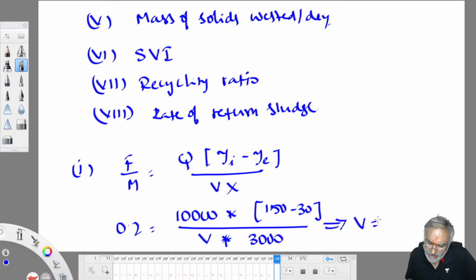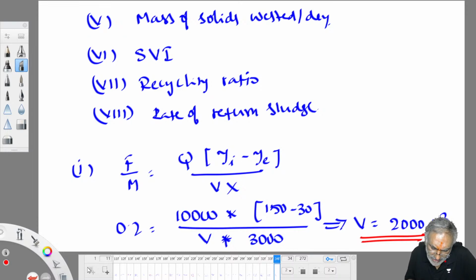So volume of aeration tank. Come on, work out. 2000, is it right? So 10,000 into 120 by 3000 into 0.2. Yeah, 2000 meter cube. First question right.